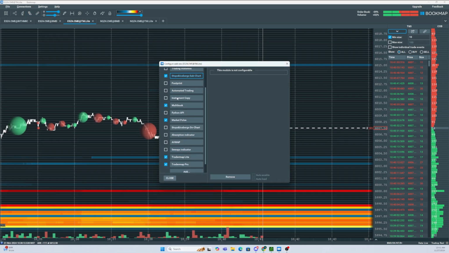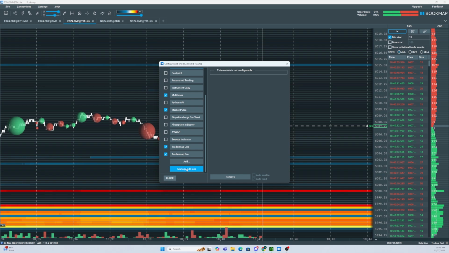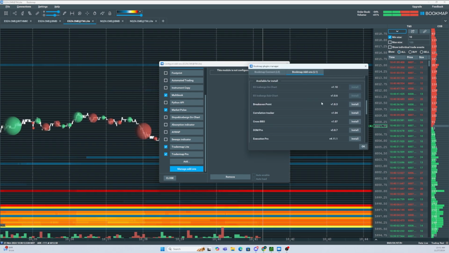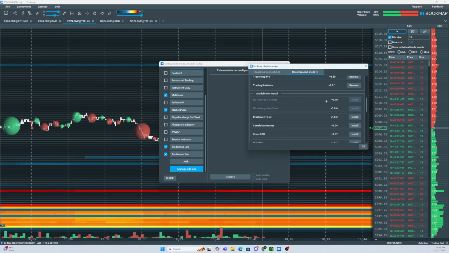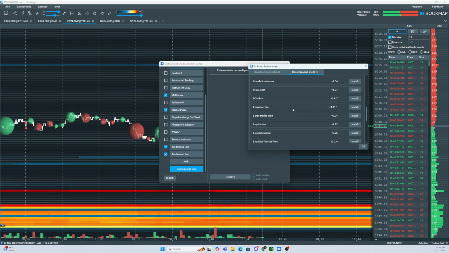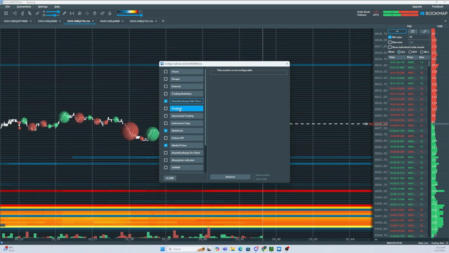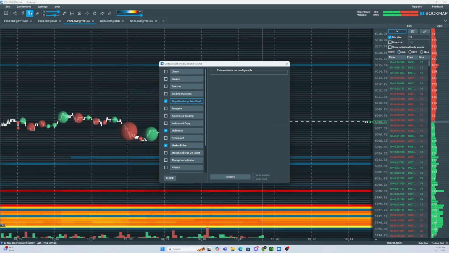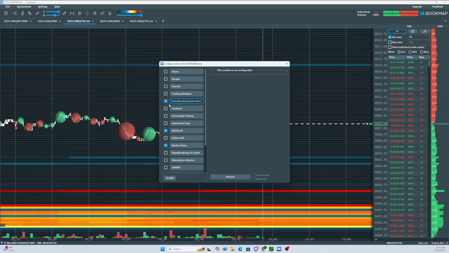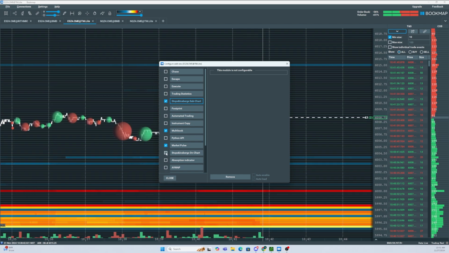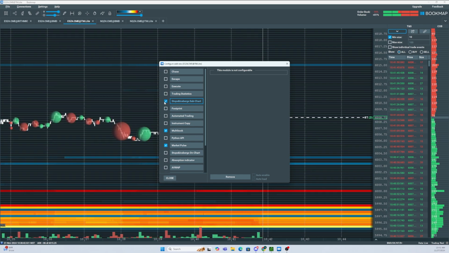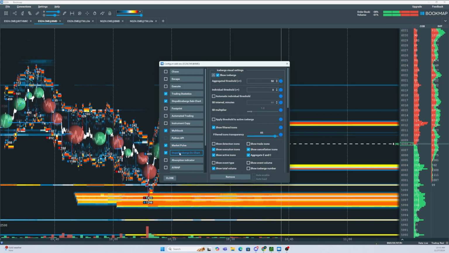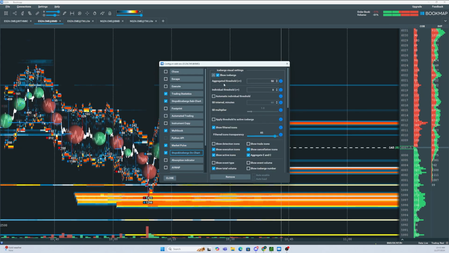So once you subscribe to the MBO bundle, you then want to scroll down to manage add-ons. Then from there, scroll down to where it says available for install and install all of the add-ons that are included with the MBO bundle. Once all of those are added, you can then head back to your add-ons and then select the ones that you want to use. Personally, I really like the stops and icebergs, so I am going to select both of those.